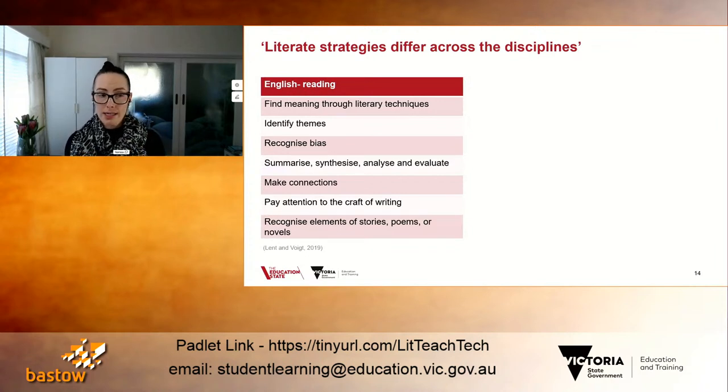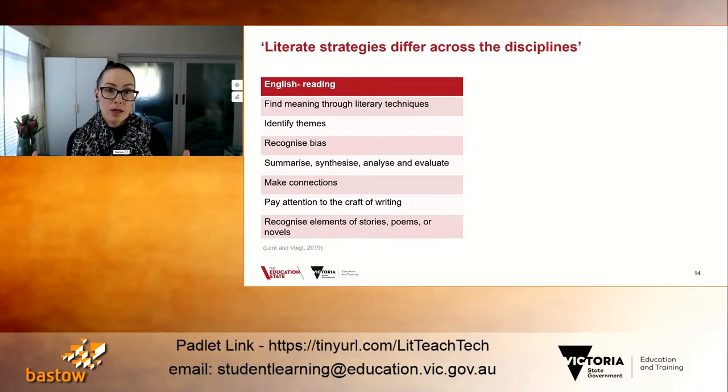I'm going to start with reading. In English, for reading, we are expecting our students to be able to find meaning through literary techniques. If they're engaging with a text, the type of text they're probably going to engage in is narrative, fiction, maybe persuasive as well, but heavily focused on narrative. So they're going to find meaning through literary techniques. We're looking at similes, alliteration, metaphor, and being able to unpack those metaphors and work out what the author is really on about when they've used this metaphor in this text or in this way.